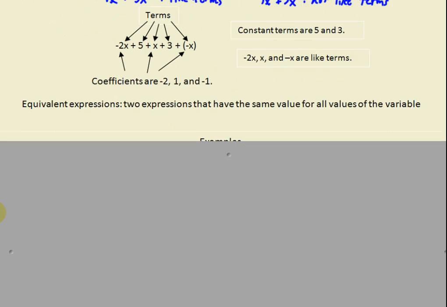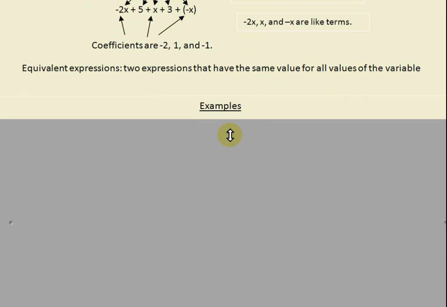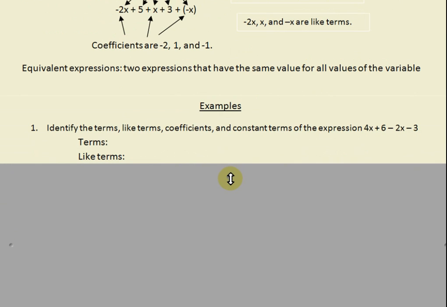Then equivalent expressions are 2 expressions that have the same value for all values of the variable. So for example, actually we'll see an example of this later. So we'll save that.